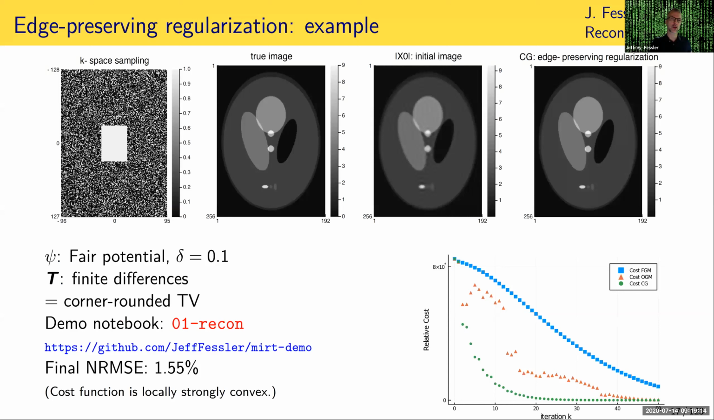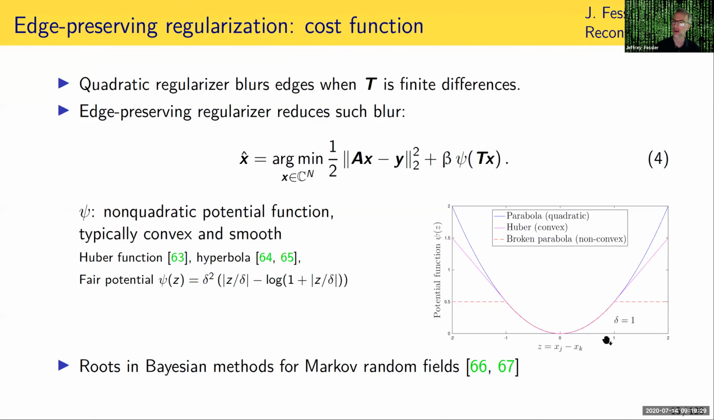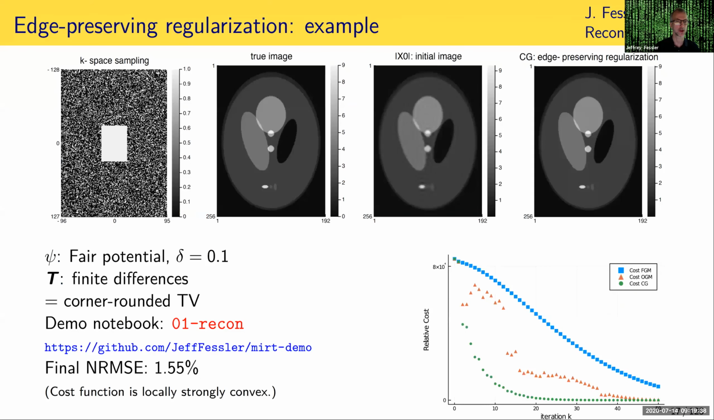It turns out in MRI, the cost function is almost quadratic, even if you use a fair potential with a pretty small value of delta. So think of this as almost like L1, but with a corner rounded. Maybe I should have made that point back in this picture. If you take this magenta curve here and make delta small enough, it's almost like L1, but it's differentiable because you can round the bottom of the absolute value function.